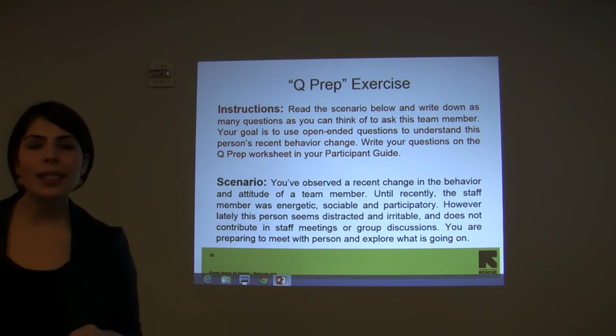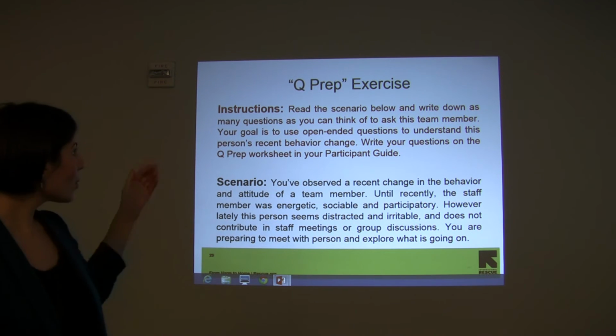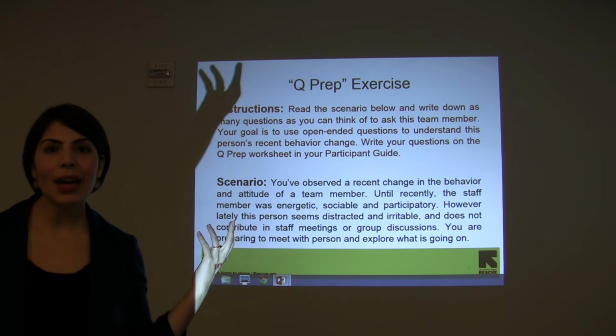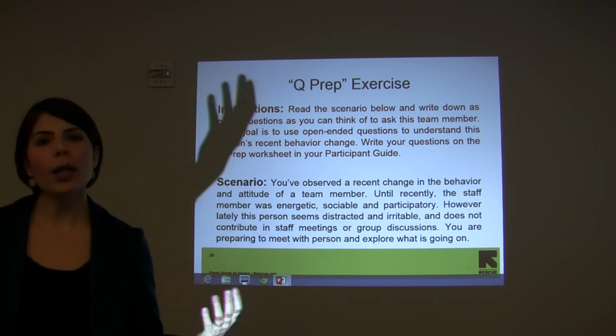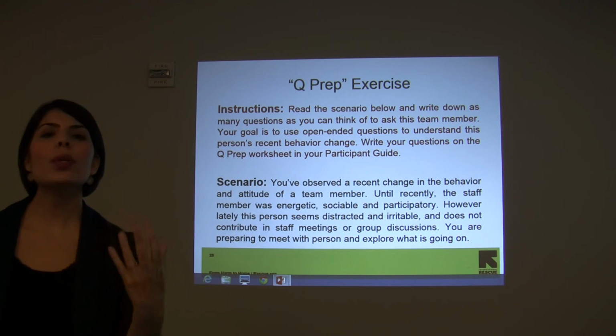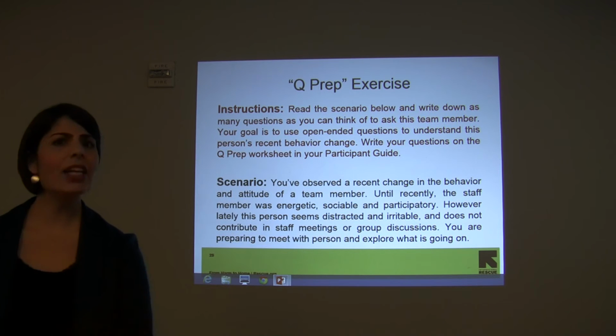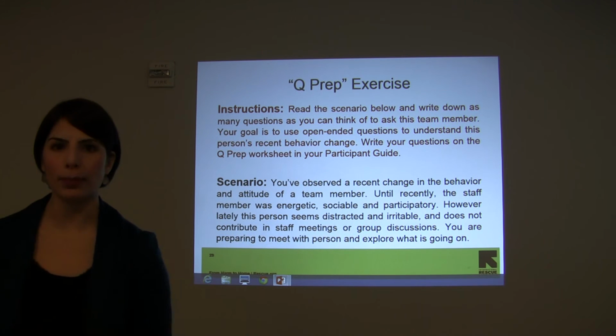So what I'm going to ask is that you take a moment using your participant guides and answer this question. Okay, read the scenario and jot down a list of all of the possible questions you could use if you were to approach an employee to address and have a problem-solving conversation with them about this. And just take about 5 minutes and then we'll report out.